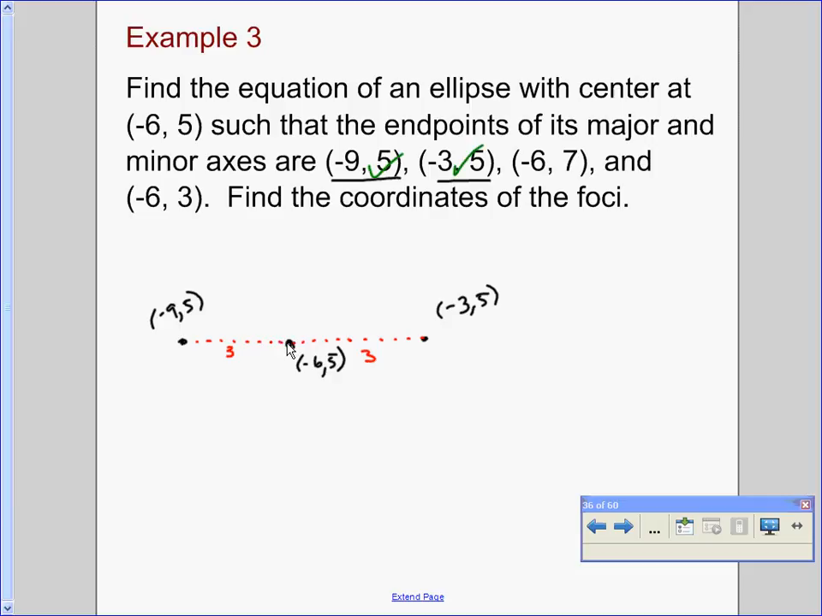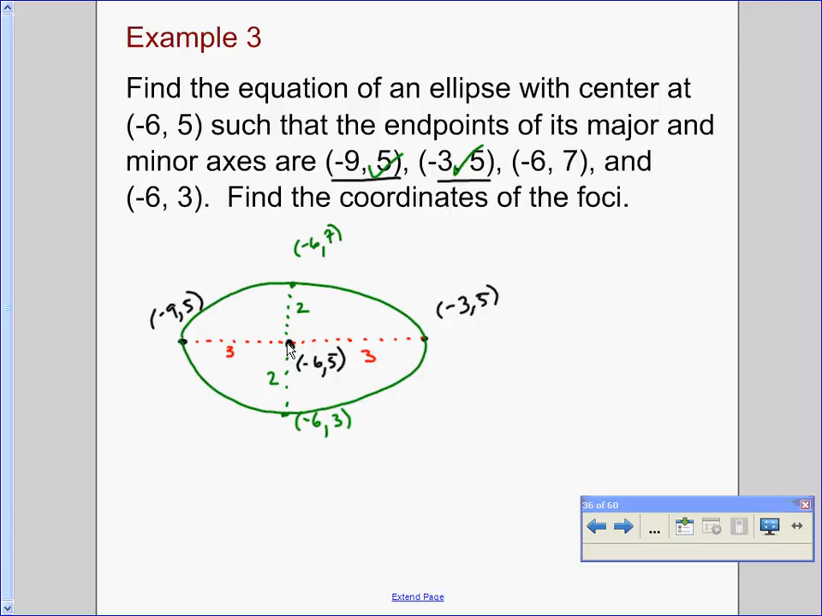Now we've got (-6, 7). So this time we're moving vertically from that center. Graph paper might actually make this one easier. So from (-6, 5) to (-6, 7), we're going from 5 to 7, and that's 2. So now it's pretty clear which one's the major and which one's the minor axis. And let's go ahead and get the (-6, 3). Again, that's 2.